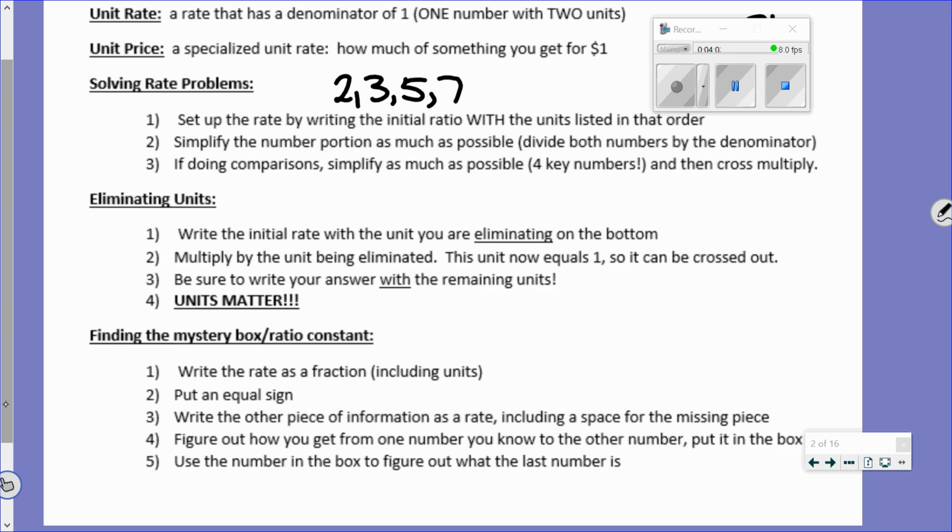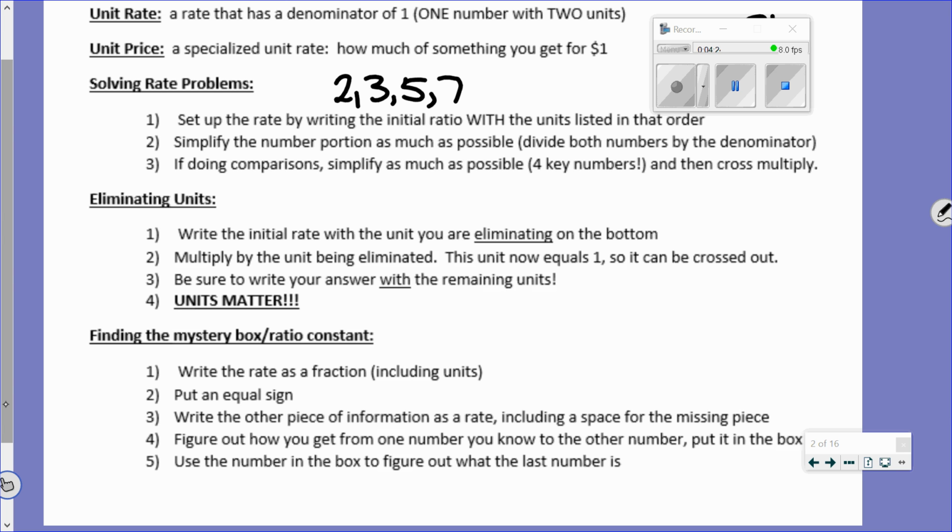This is where you will lose points when we're doing these problems if your units are not listed. Okay? The other is what we call the mystery box or ratio constant. In this case, you're going to write the rate as a fraction and include the units with it. You're going to put an equal sign. Then you're going to write the units in the same order on the other side as a fraction.